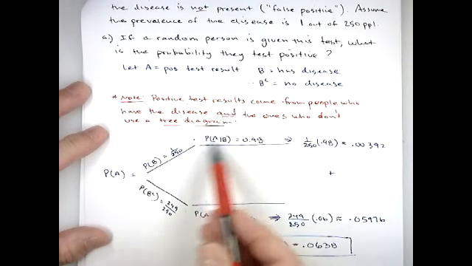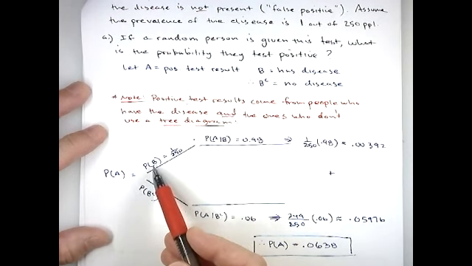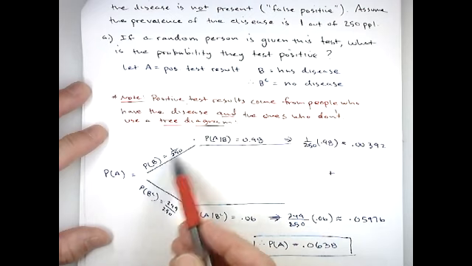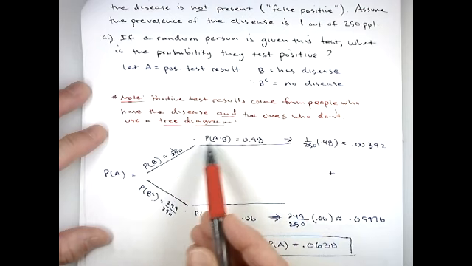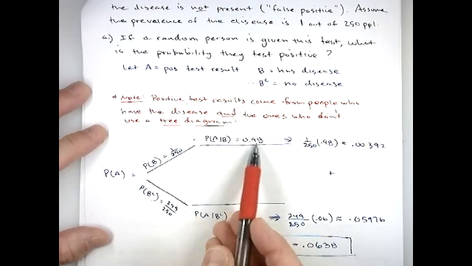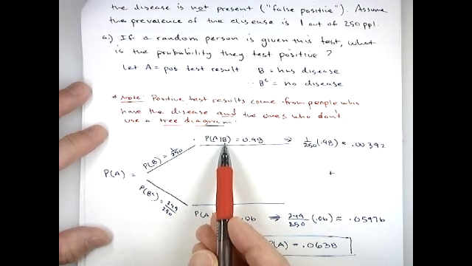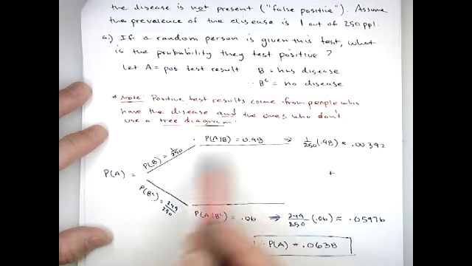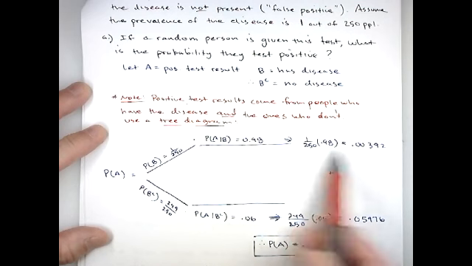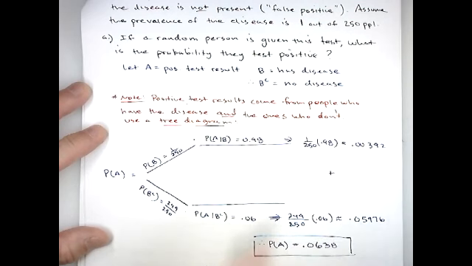So along this branch, these are people who have the disease. Probability the person has the disease is 1 out of 250. Now, the 98% is a conditional probability. That's the probability they get a positive test result given that they have the disease, which is 0.98. And we would multiply those together and get this small decimal.